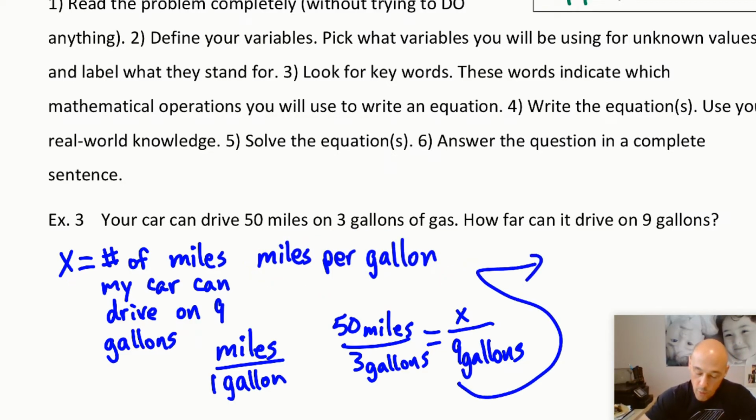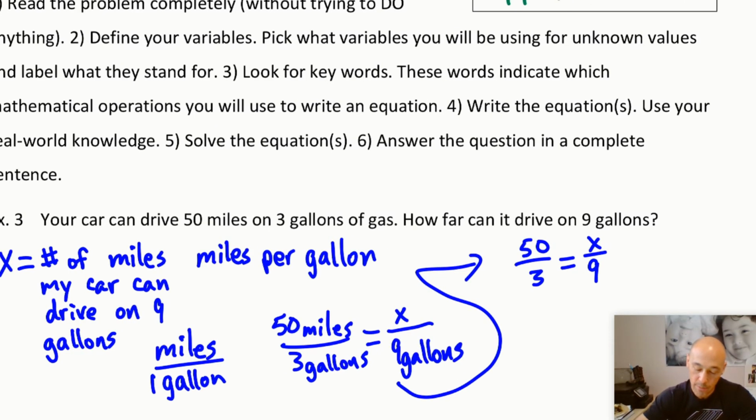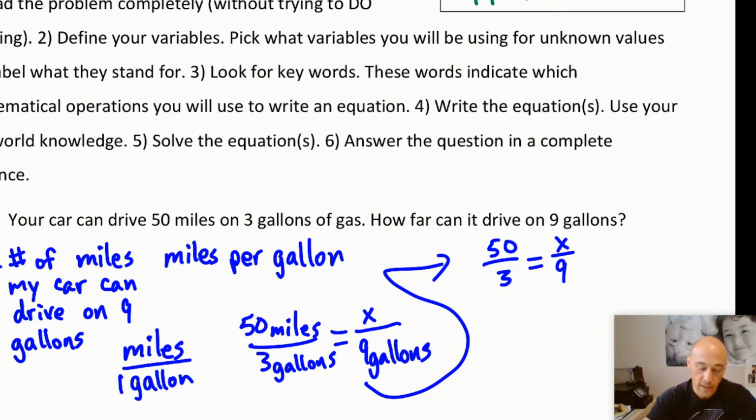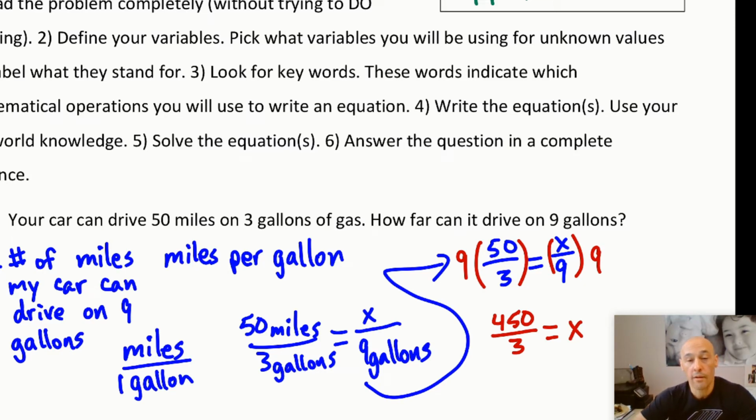But we're setting up this proportion, 50 over 3 is equal to x over 9. Now, something interesting happens when we solve this particular proportion. To get x by itself, we multiply by 9. But when we multiply by 9, on the left-hand side, we get 450 over 3, and on the right-hand side, we get x. 450 divided by 3 is 150. It's easy like that. It just comes out to 150.